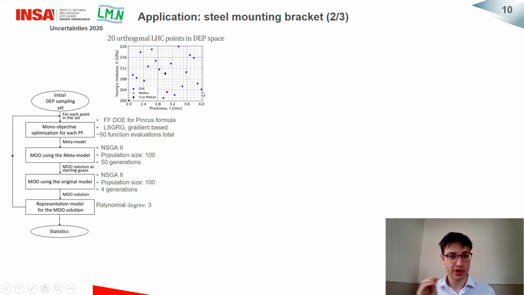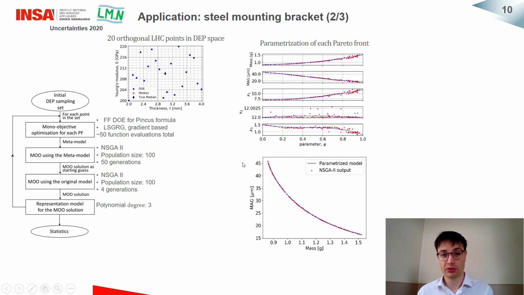And for each data point, we then apply our enhanced multi-objective optimization methodology, which is we start from mono-objective optimization for each performance function. We then use all this data to create a meta model and to solve this multi-objective optimization problem and to obtain the first solution approximation. This approximation is used as an initial guess for multi-objective optimization on a real mechanical problem. We then obtain a Pareto front, which is our solution, and we parameterize it. Here, a polynomial of degree 3 was chosen, as the precision was sufficient, as you can see on this figure.